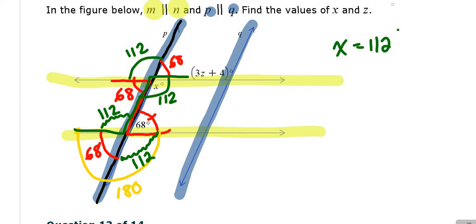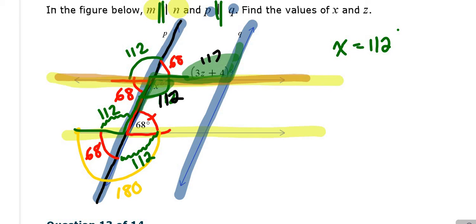Again, don't just focus on the variables. We're going to change our stir stick now, and the reason we can do that is because we're parallel going both directions. So our stir stick's going to move this way. So we have right here armpits of the Z. So if this is 112, this is 112. This would also be 68.